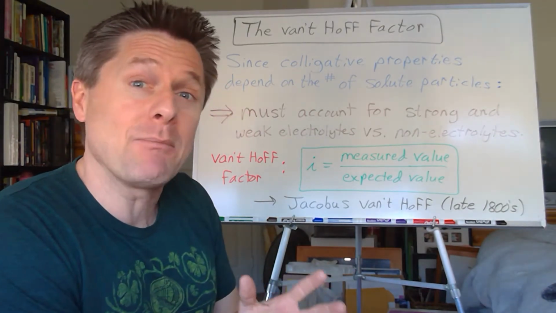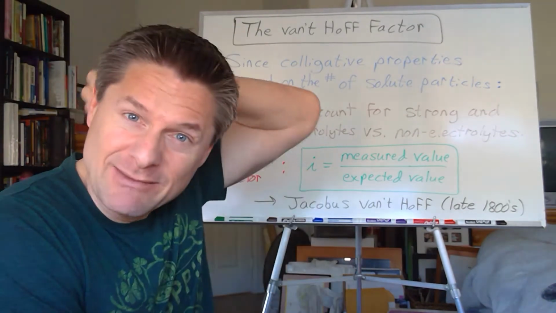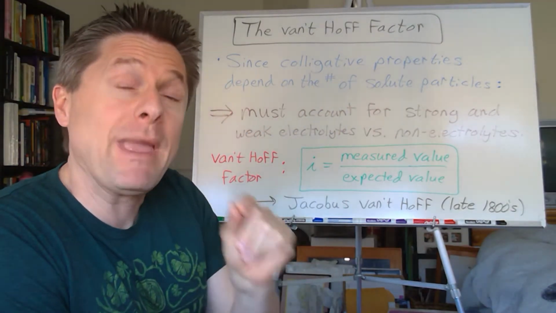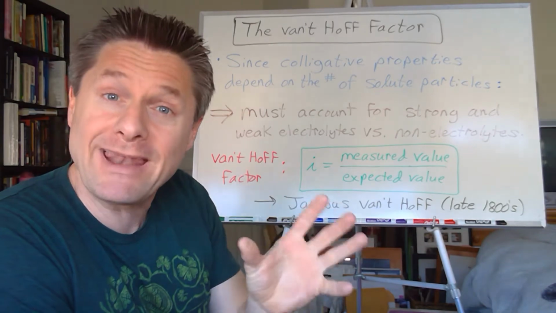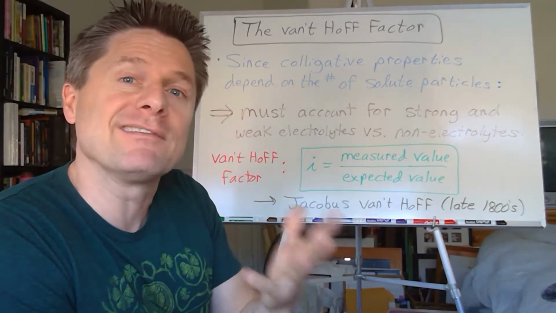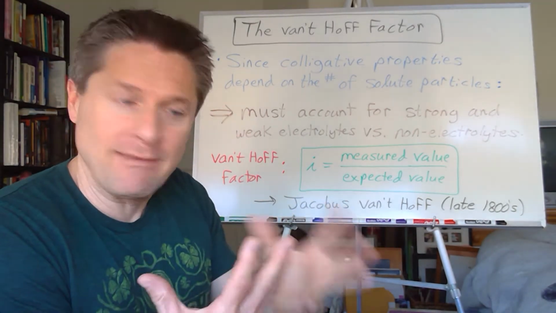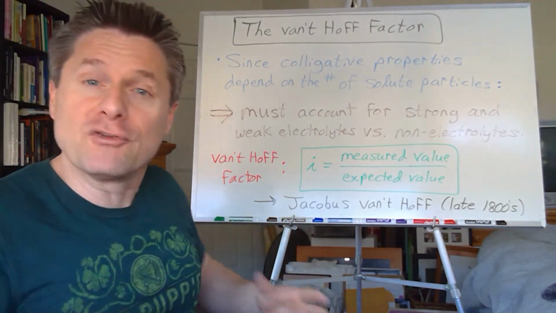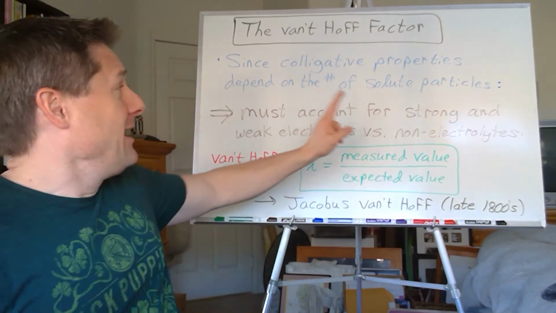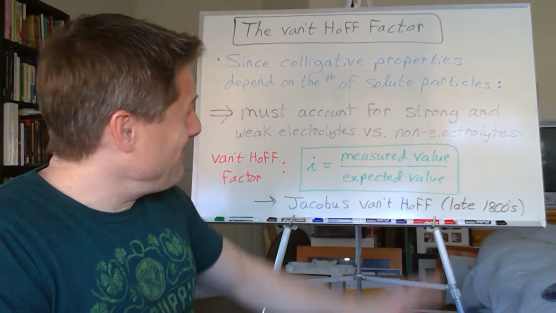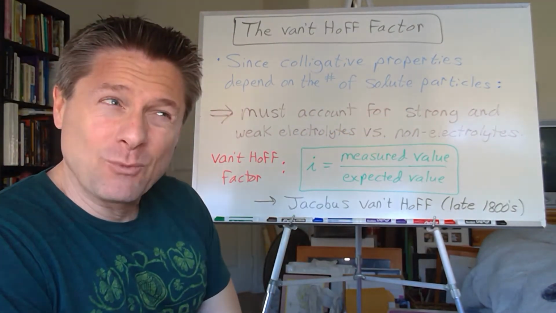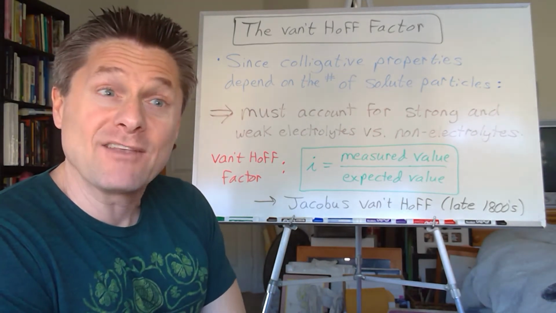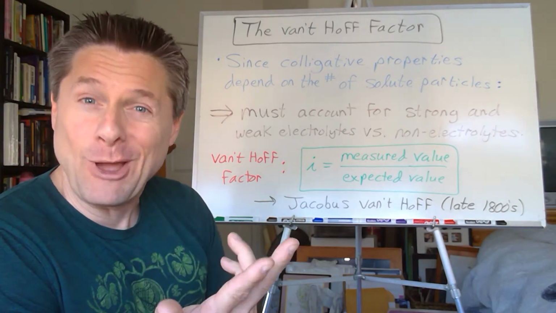And this caused some problems back in the late 1800s, because colligative properties, remember, depend on the number of solute particles, not their identity. These are specific types of properties that depend on the physical interference of these solute particles with the solvent, and it alters the properties. Back in the day, a lot of chemists weren't really aware of the difference in these solutes as we know now: strong, weak, and non-electrolytes.